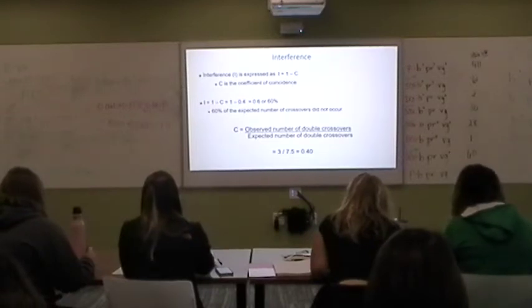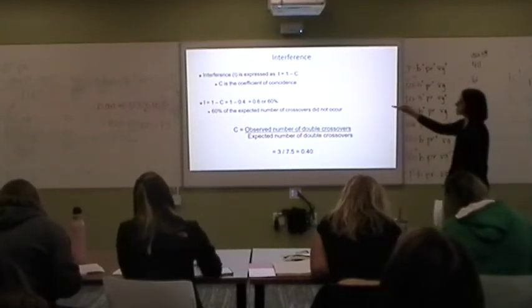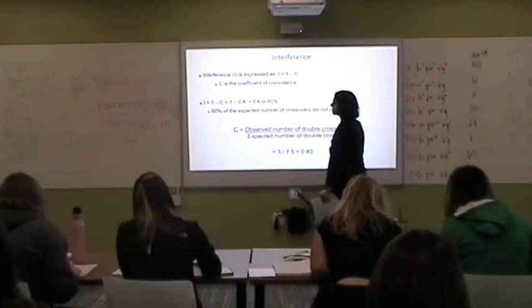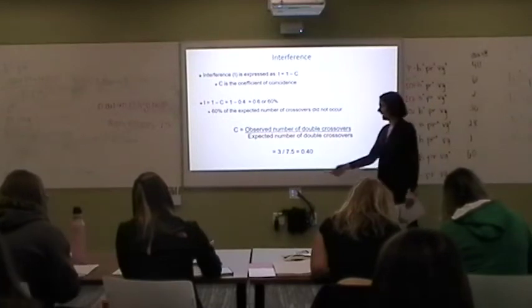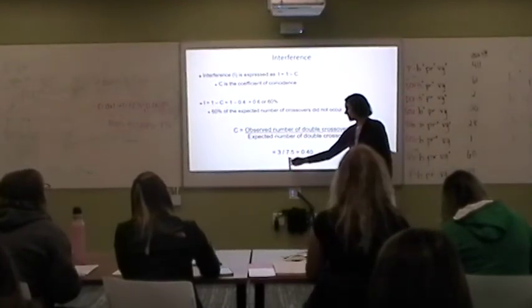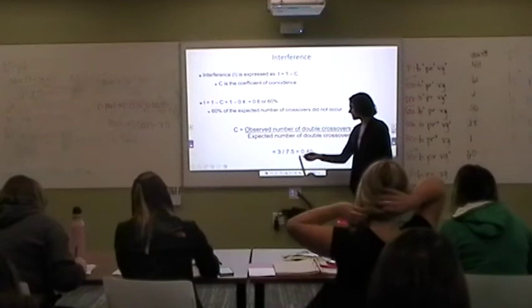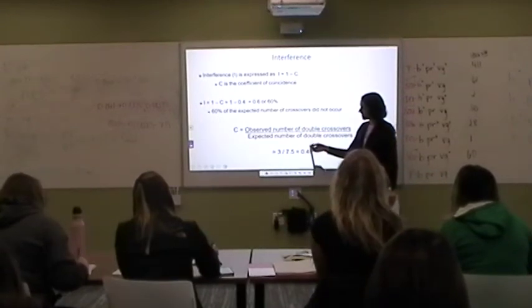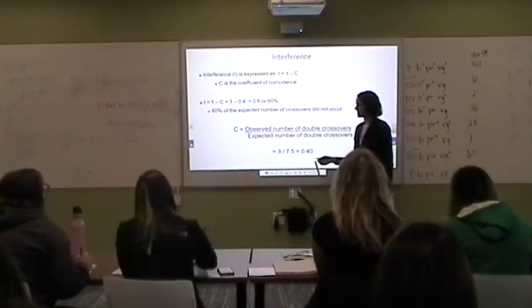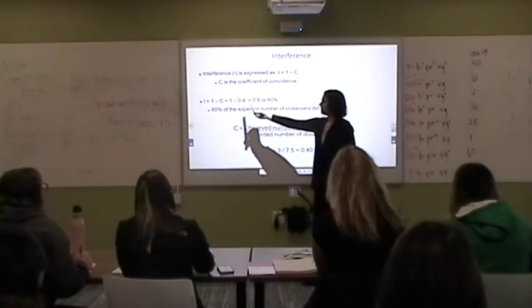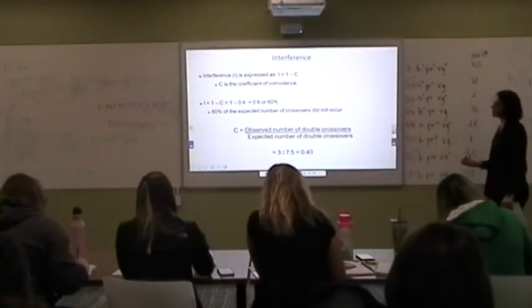We can calculate the actual interference number. Interference itself is 1 minus C, where C is the coefficient of coincidence. C is calculated as observed over expected, right? So we have 3 observed double crossovers over 7.5 expected. So our coefficient of coincidence is 0.4. I realize that the slide is really out of order. We plug in that 0.4 up here: 1 minus 0.4 is 0.6, or 60% interference.